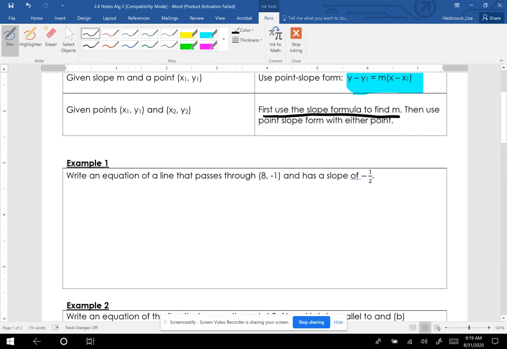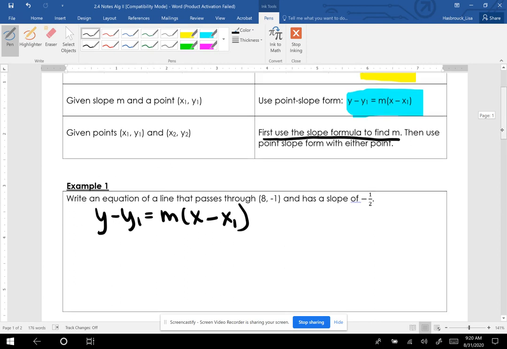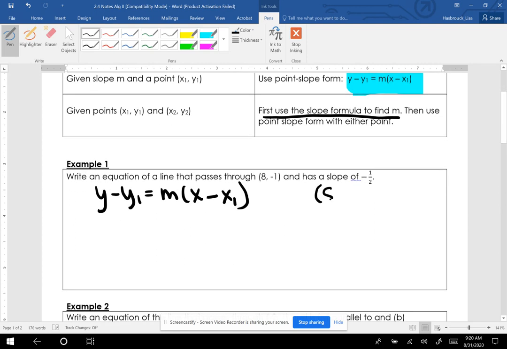In example 1, we're writing an equation of a line that passes through the point (8, -1) and has a slope of -1/2. So for this problem, they gave us a point and a slope, which means I'm going to use point-slope form. Point-slope form is y minus y1 equals m times x minus x1. The x1 and the y1 stand for the values in the point they gave us. So in that point, (8, -1), the 8 is our x1, the -1 is our y1.